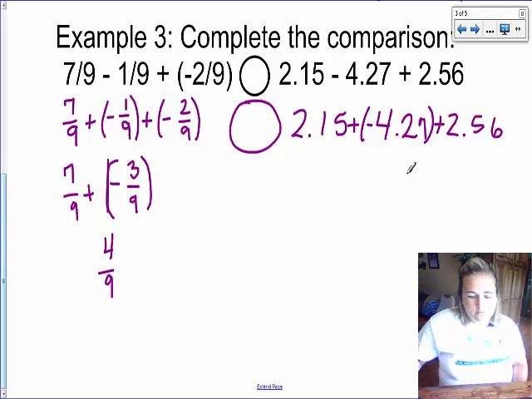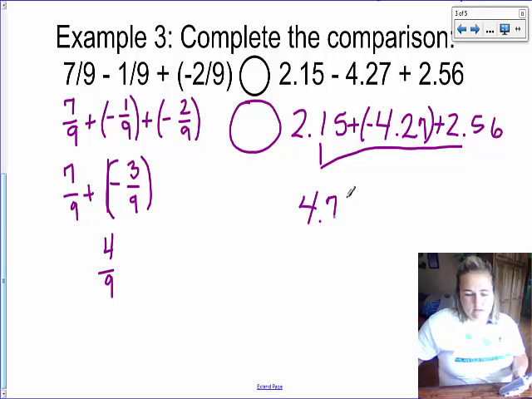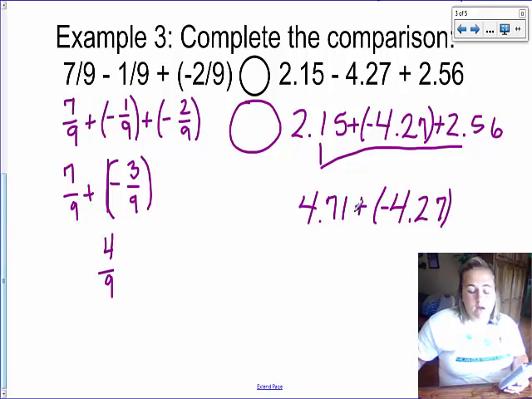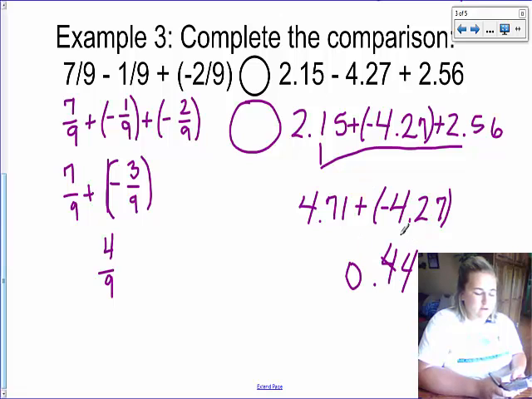On this side, our common signs are 2.15 and 2.56. If we add those together, we get 4.71 plus negative 4.27. We have opposite signs here, so we're going to subtract the absolute values. So we have 4.71 minus 4.27, which gets us 0.44, okay? And the larger absolute value is the 4.71, so this is also going to stay positive.